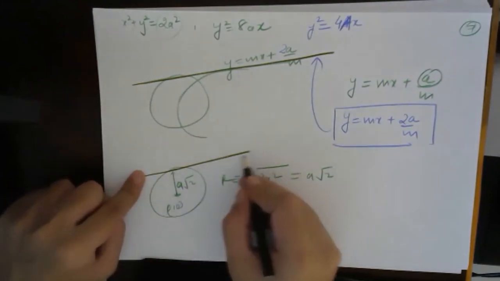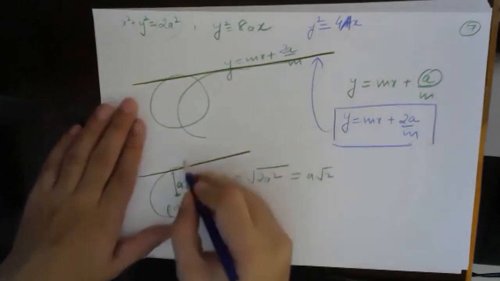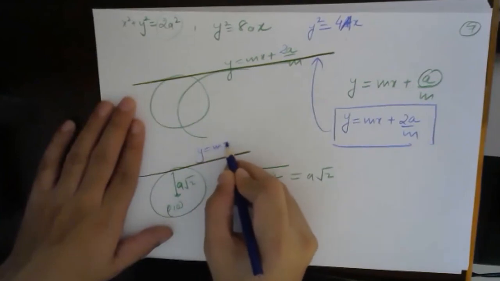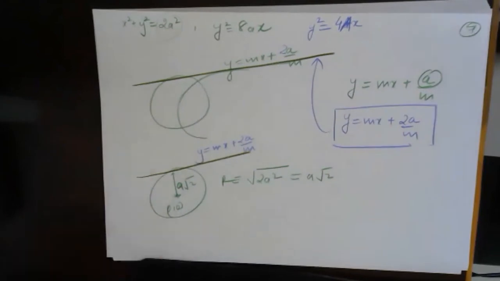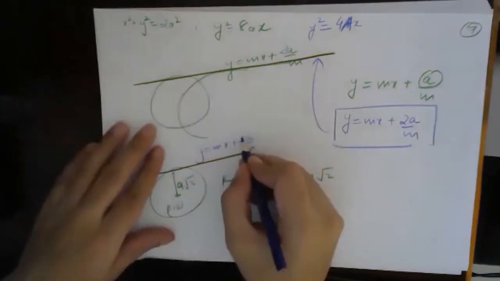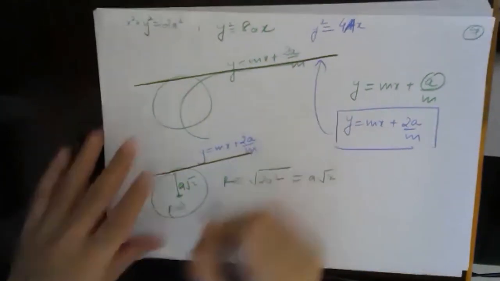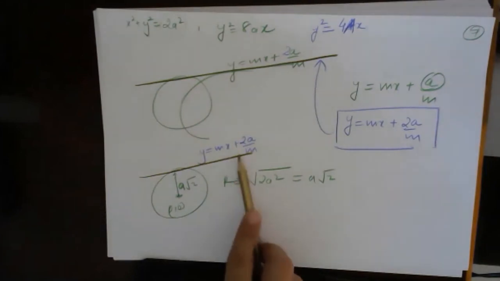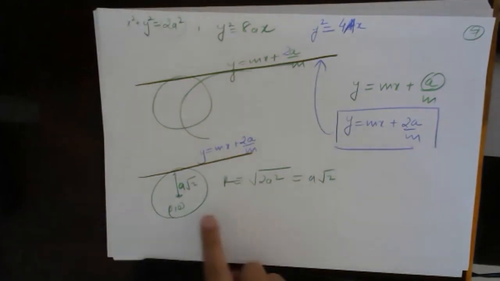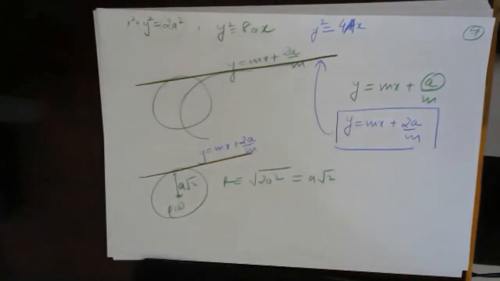And what is the equation of the tangent? Tangent is y is equals to mx plus 2a by m. Fine. So we have the equation of the tangent in m, and we have the condition for when this line will be tangent.